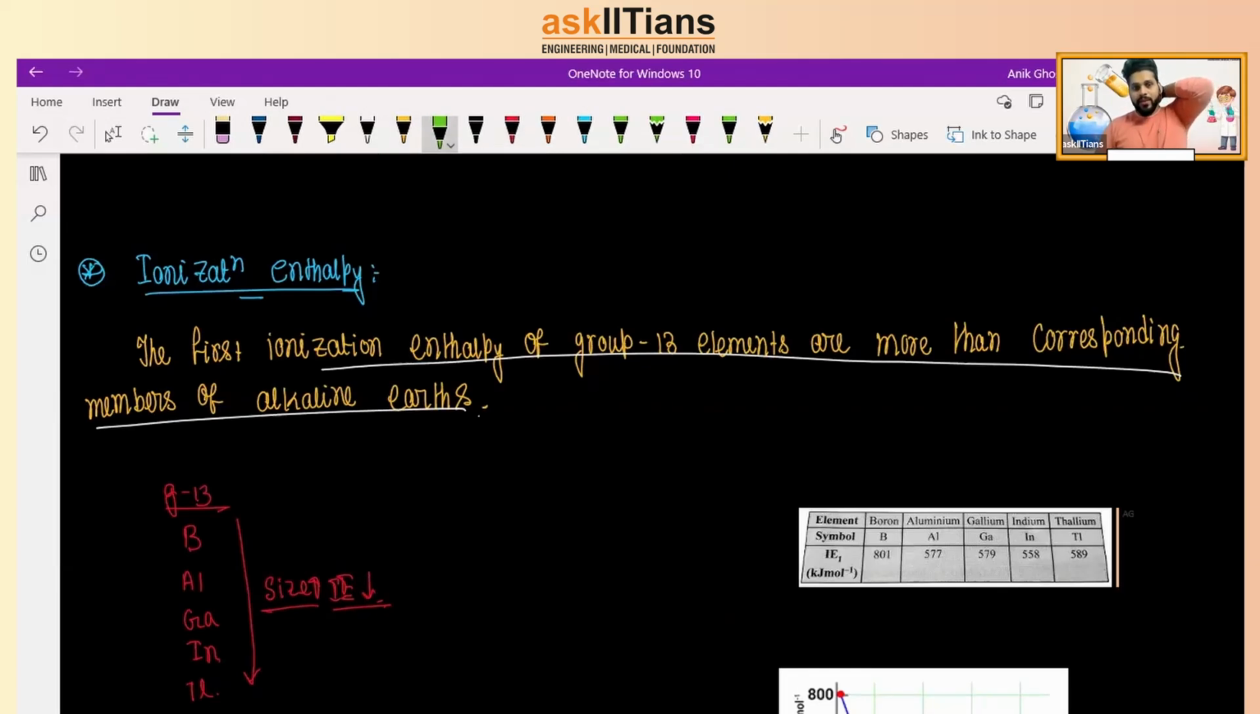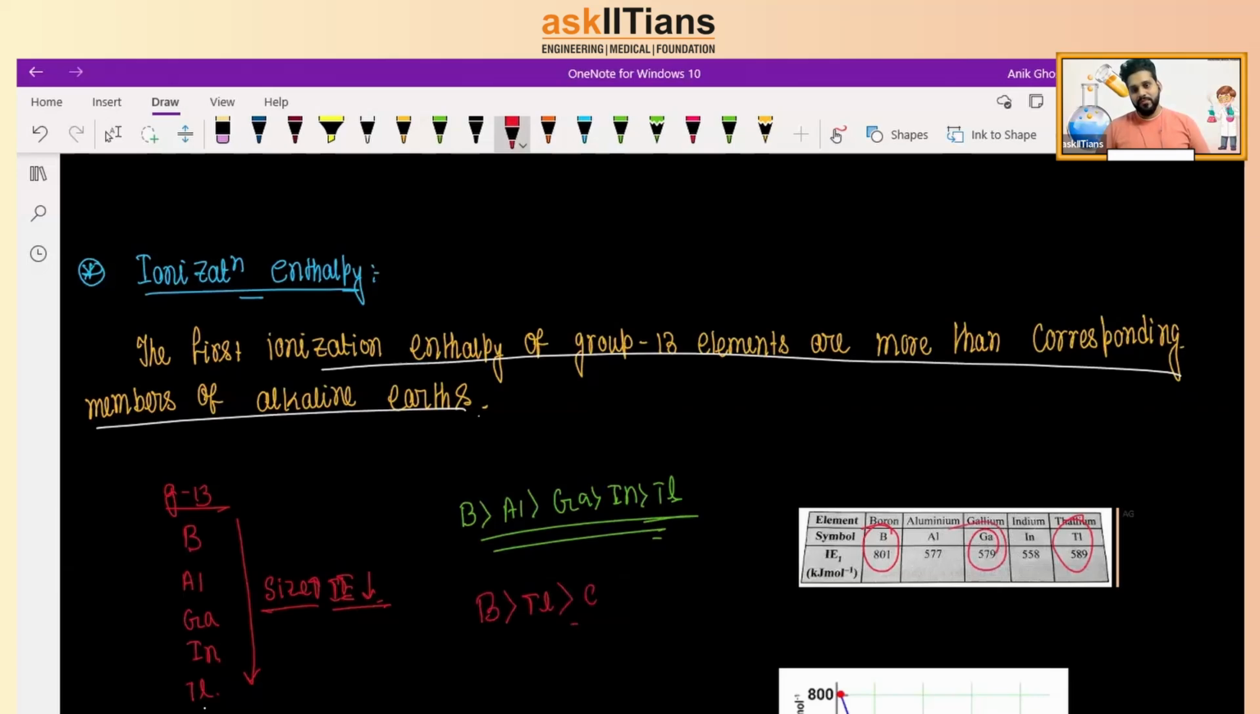Now, as a result, we are expecting boron to have the highest ionization enthalpy. Then aluminium, then gallium, then indium, then thallium. This is our expected order, right? Now look at the values for a second. What do you see? Boron is the highest. That's no problem with it. But the second highest is thallium. Original order is boron after the thallium. Then who's next? Gallium. Then aluminium. Then indium.